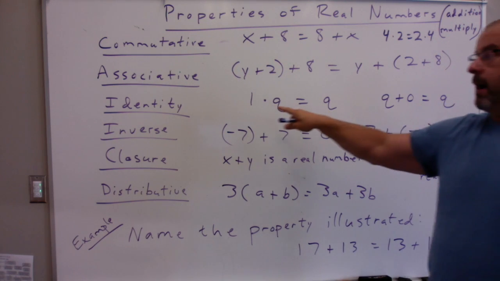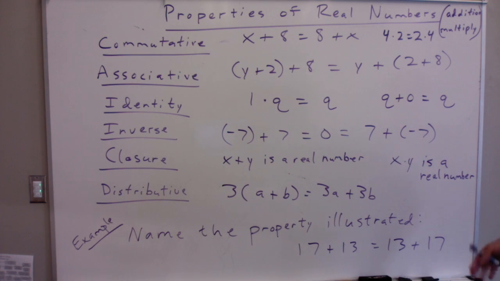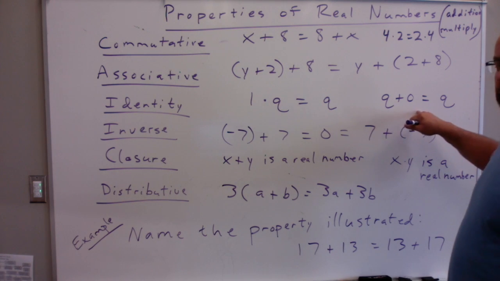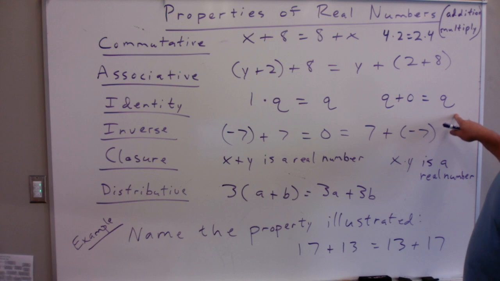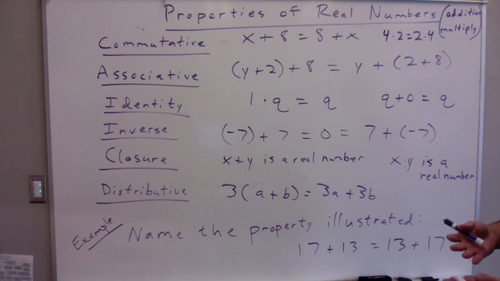The identity property says 1 times q equals q. So anything times 1 is the same thing back. Here, this says anything plus 0 is equal to that. Okay? So q plus 0 is equal to q. 5 plus 0 is equal to 5, and so on and so forth.